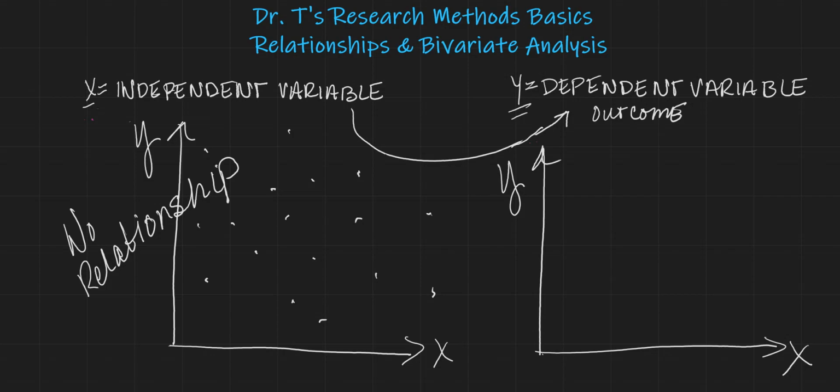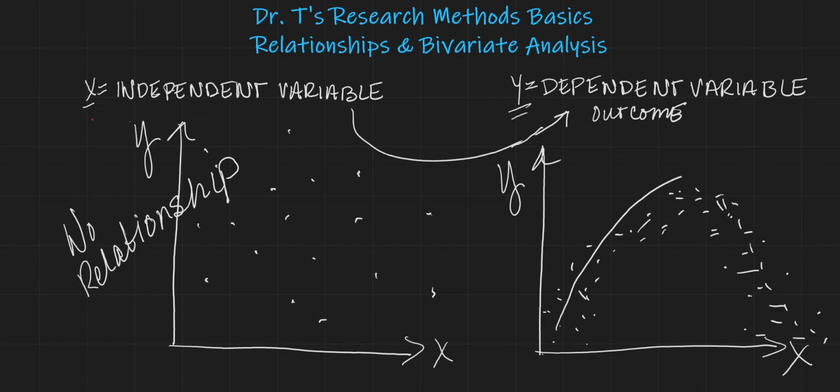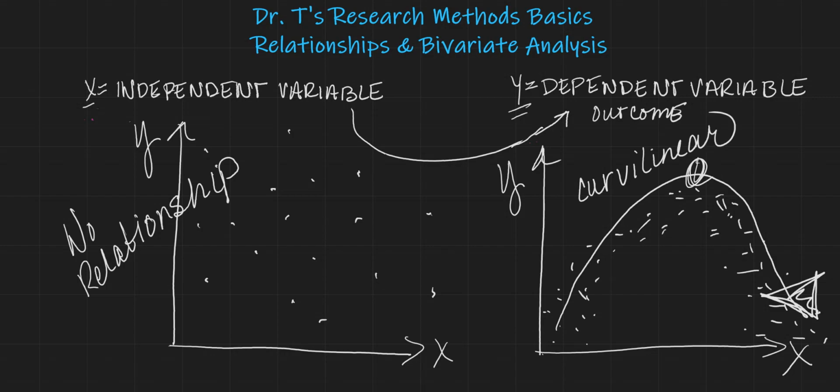The other type of relationship, and it can go in a couple of different directions, but it could look something like this. This type of relationship where you see not just a clear positive or negative, but you have kind of a tipping point at some point. This is called a curvilinear relationship.